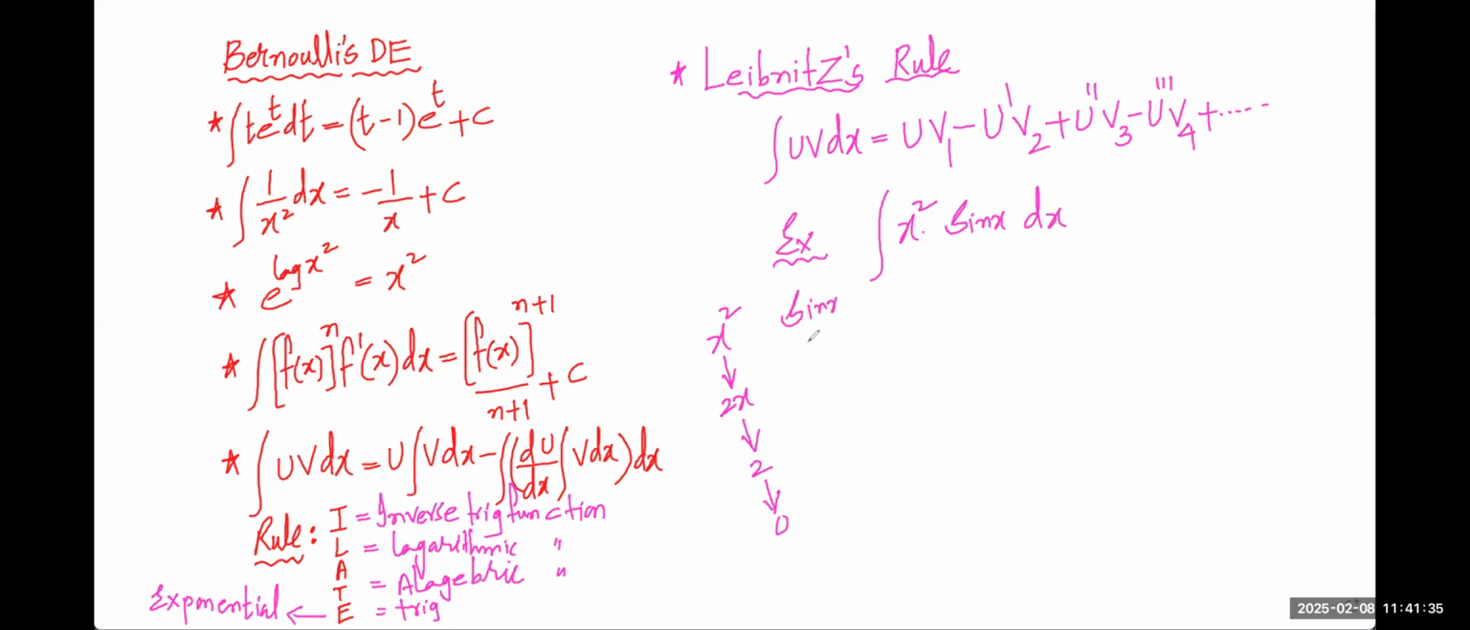Sin x first derivative will be cos x. Cos x second derivative will be minus sin x. Sin x next derivative will be minus cos x. And then it is sin x. Nowhere it is getting 0. Means this one only we have to take u and this one we have to take v.